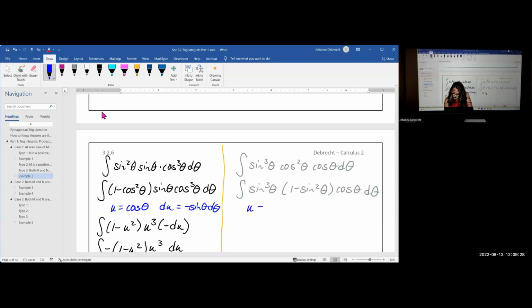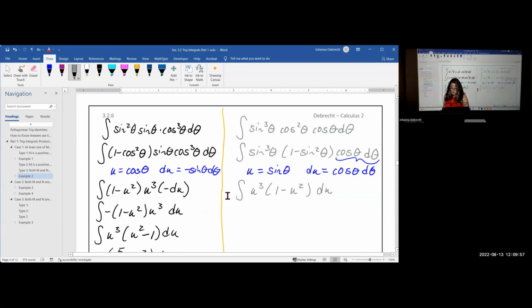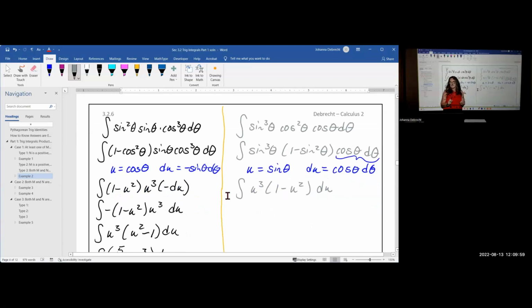So I'm going to make a substitution here. Since sine is now my primary trig function, u is sine of theta and du is cosine of theta d theta, which of course is this part here at the back. And so this then becomes, when I integrate, u cubed times 1 minus u squared times du. Now I can go ahead and multiply that out. It looks similar to what was on the left, but it is not the same. So be careful about this. They're not going to be exactly the same. Similar, but not the same.